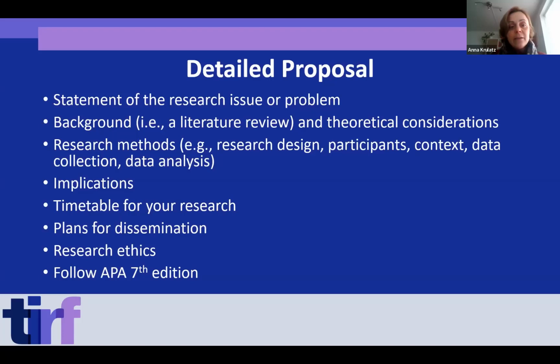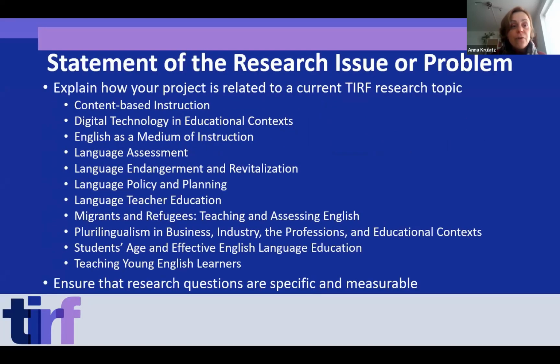So once again, here are the main components of the detailed proposal, and we will now take a closer look at each of them. So first comes the statement of the research issue or problem. And here is where you have to show how your project is actually related to one of the current TIRF research topics. And here you have a whole list.